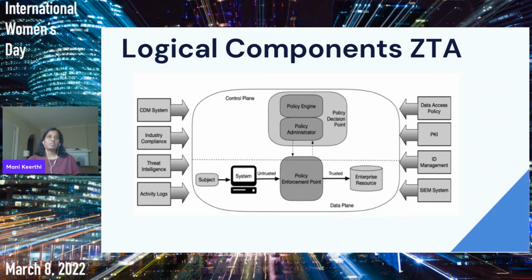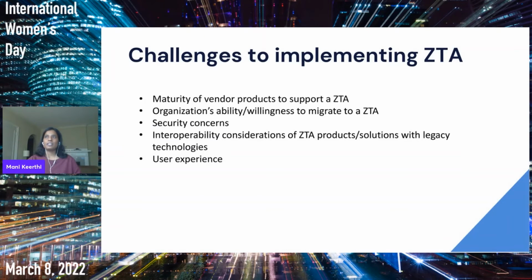The next one is the SIEM system that you would see in general as well. This collects the security-centric information for later analysis. This data is then used to refine and define policies and warn of possible attacks against enterprise assets. Once we have briefly touched base on the logical components of ZTA, let's move on to understanding the challenges of implementing zero trust architecture.